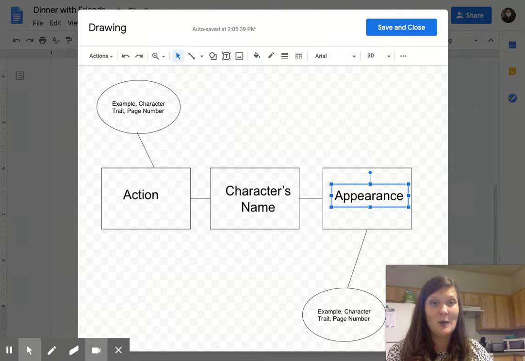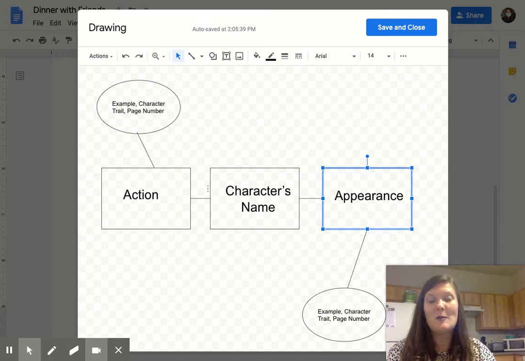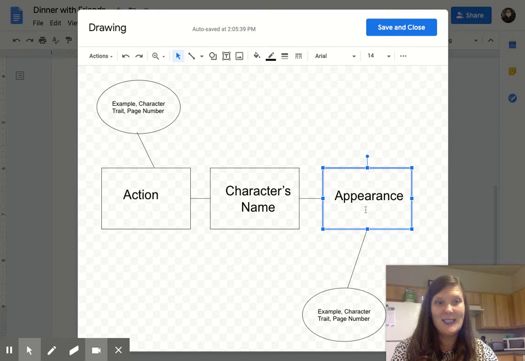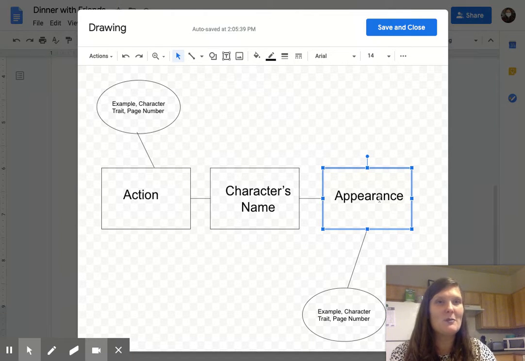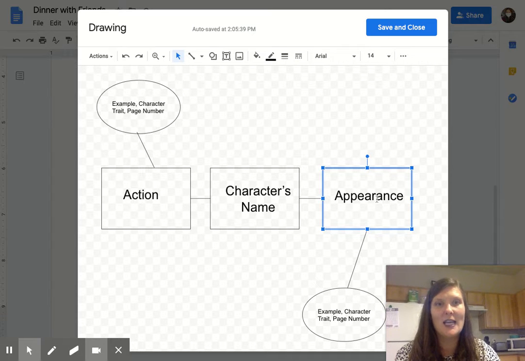Okay, so when we talk about what the character looks like, we're going to be talking about their appearance. When we talk about what the character does, we're going to be talking about their actions, right? So these are big old fancy words for first grade. Not for fourth grade though, right? These are big old fancy words for first grade, but you guys can learn them. I know you can. Okay, so appearance means what the character looks like, and action means what the character does.